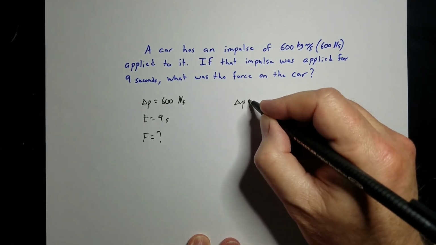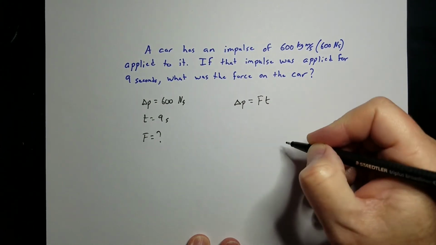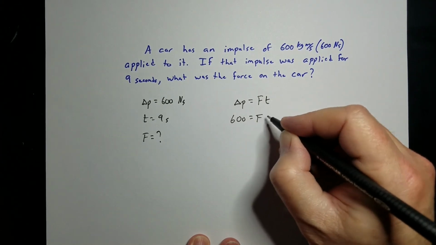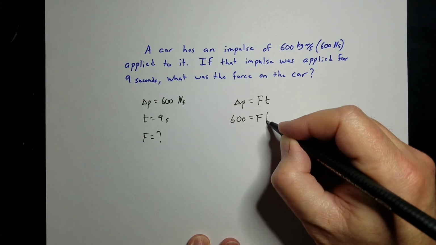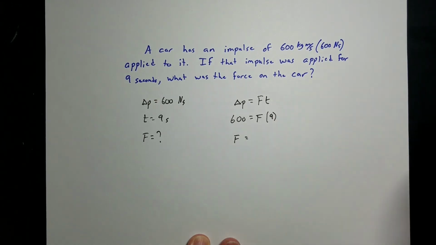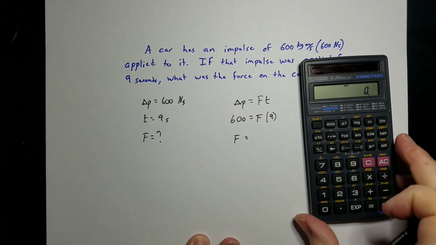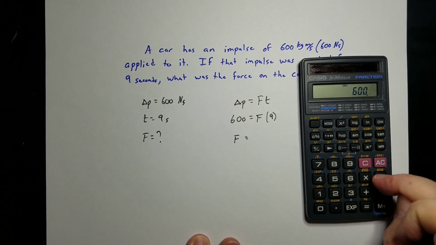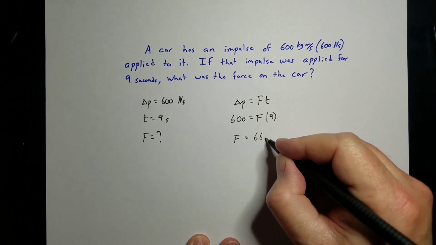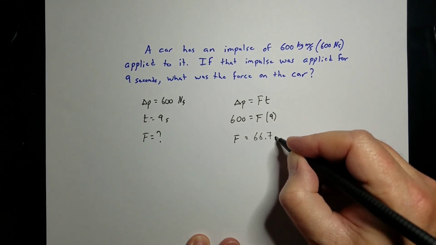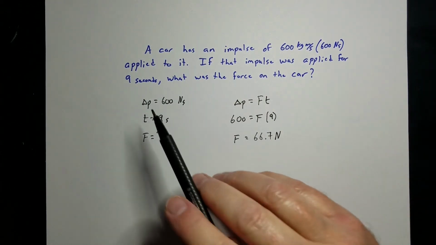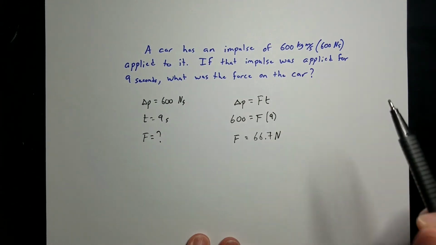So with the numbers I'm given, this is the equation I want. 600 equals F, and we've got a time of 9 seconds. So we're just going to do a little division. 600 divided by 9 gives me 66.7 newtons of force applied over those 9 seconds to create that impulse.